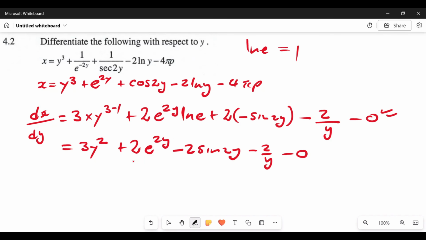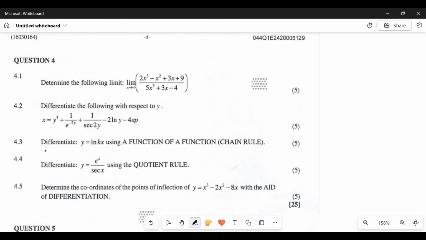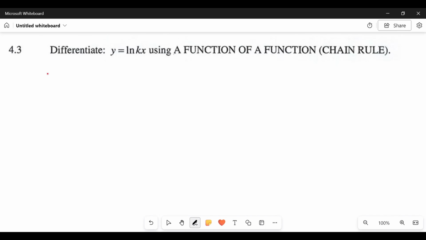Alright guys, we are done with 4.2. Now let's look at 4.3. I'm going to copy this question here, which is 4.3, paste it with a space and try to solve it. Alright guys, here's our 4.3.